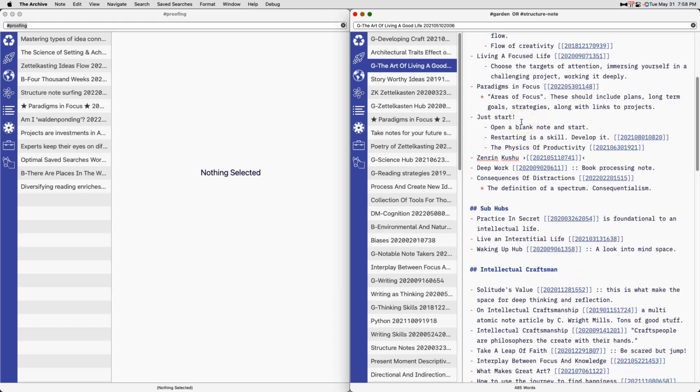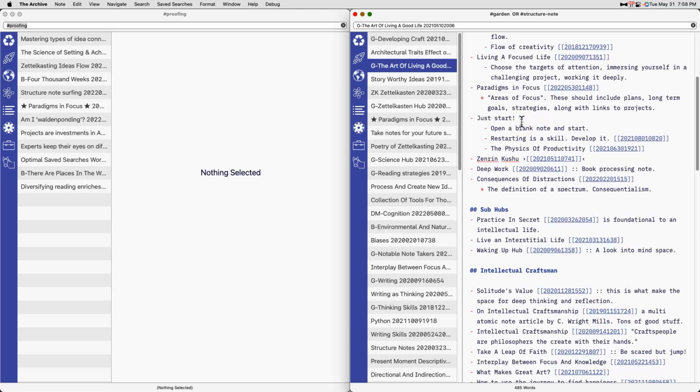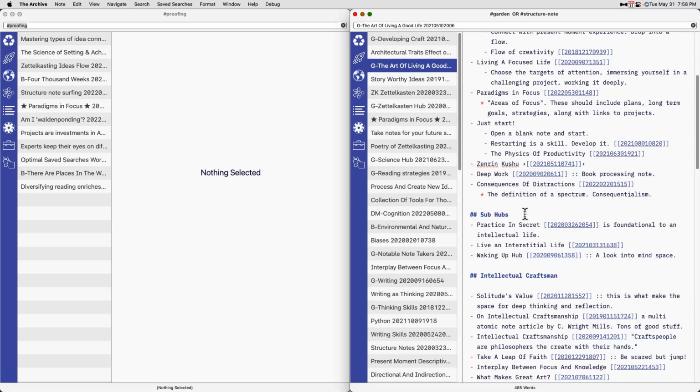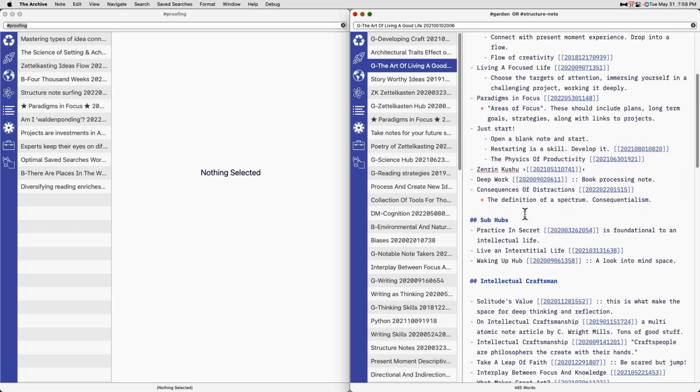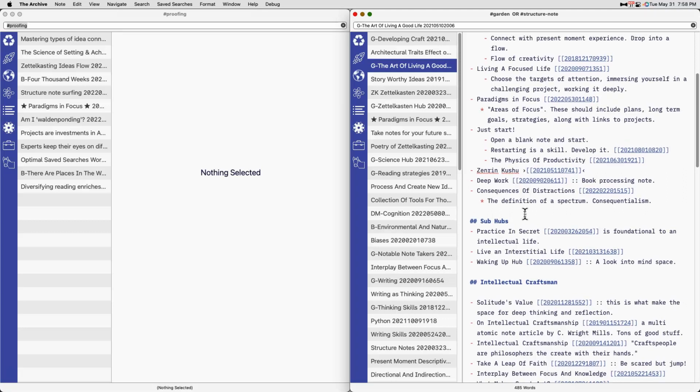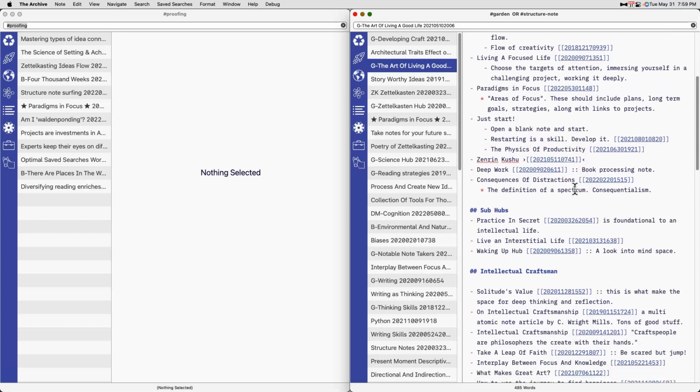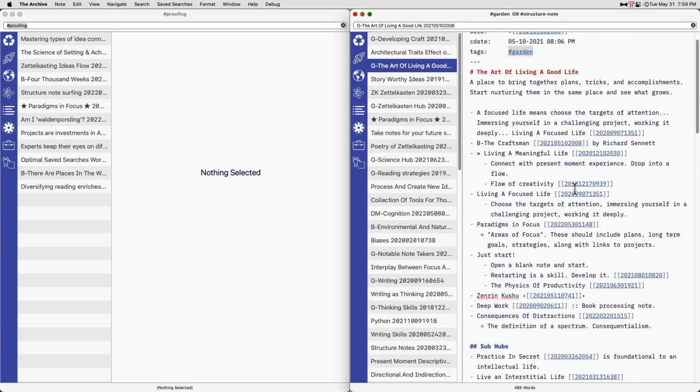The other thing that's important for a structure note is that it be readable with very little abstraction. We shouldn't have to guess why a particular note is in a particular section in a hub. And lastly, the structure note contains multiple complex orders of links to explore. All of these links are potential points of exploration for the art of a good life.